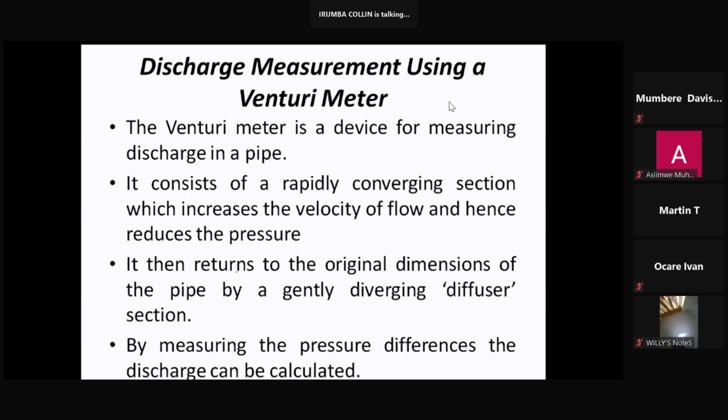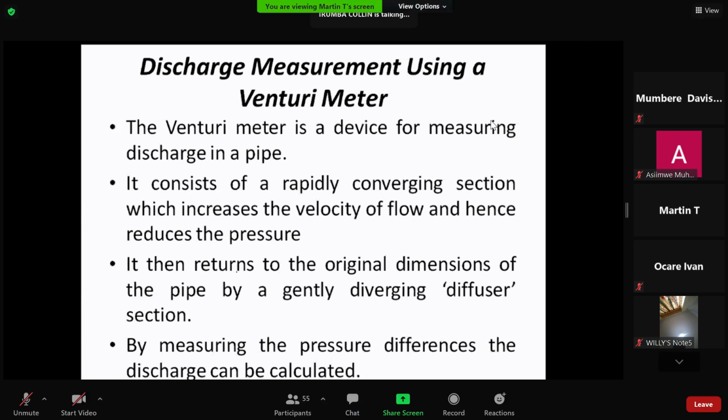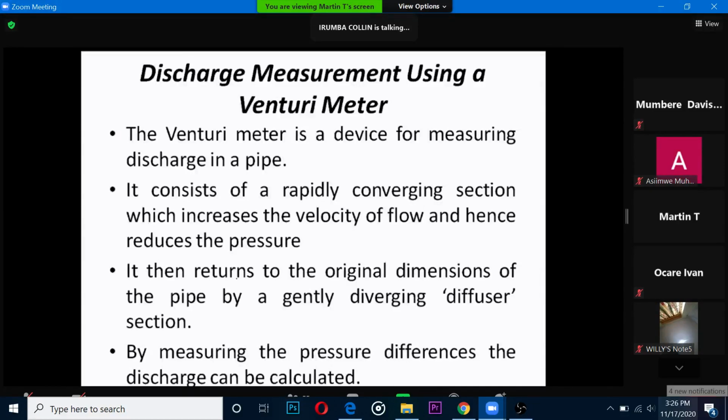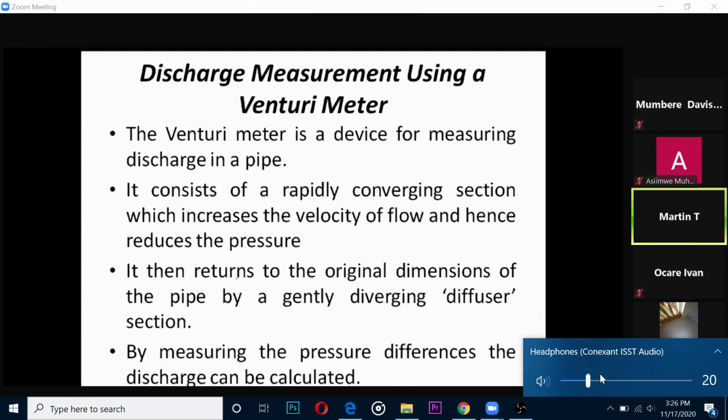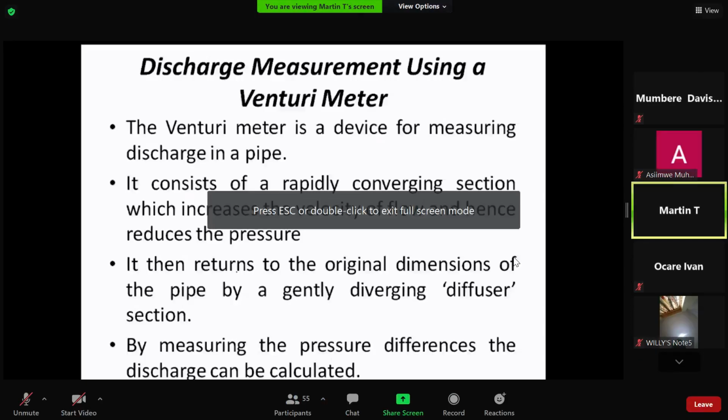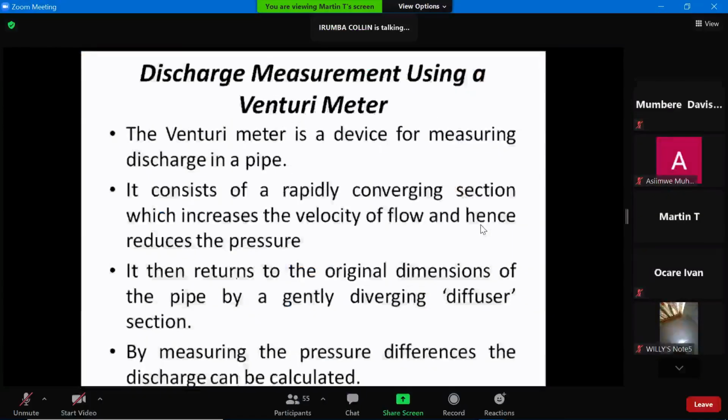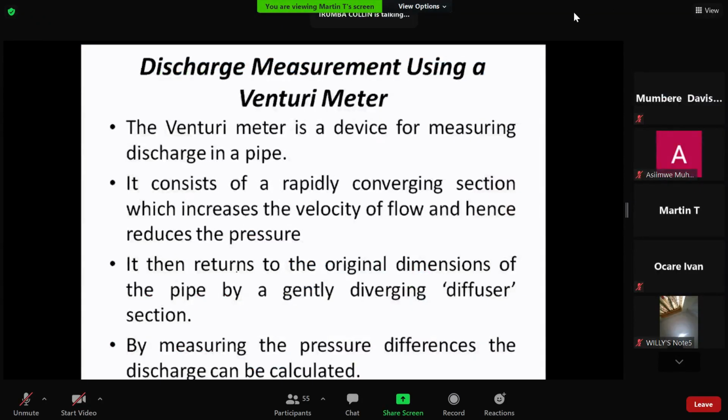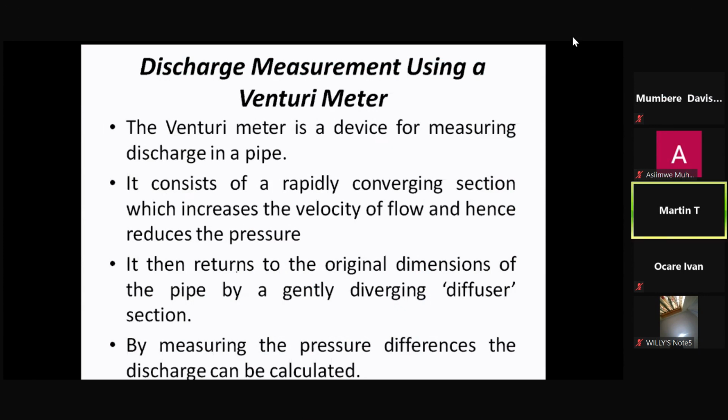What we are saying is, it consists of a rapidly converging section which increases the velocity of the flow and hence reduces the pressure. I'm saying that when the velocity is increasing, pressure also should increase. There you are opposing Bernoulli's principle.